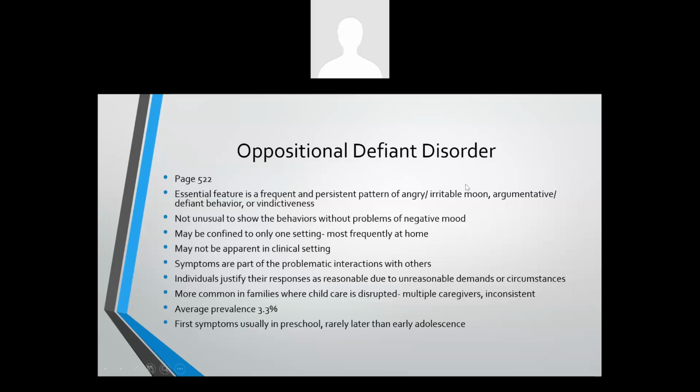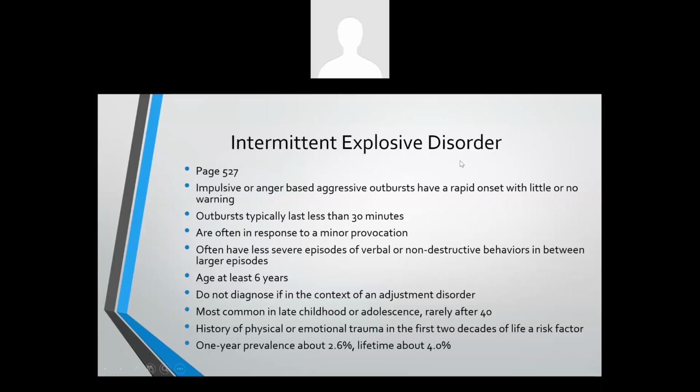The one that is a little more standalone is intermittent explosive disorder, starting on page 527. This is where we see impulsive or anger-based aggressive outbursts that have a rapid onset with little or no warning. So, kind of out of nowhere and often in response to something very minor, people are going to become very aggressive or very angry.